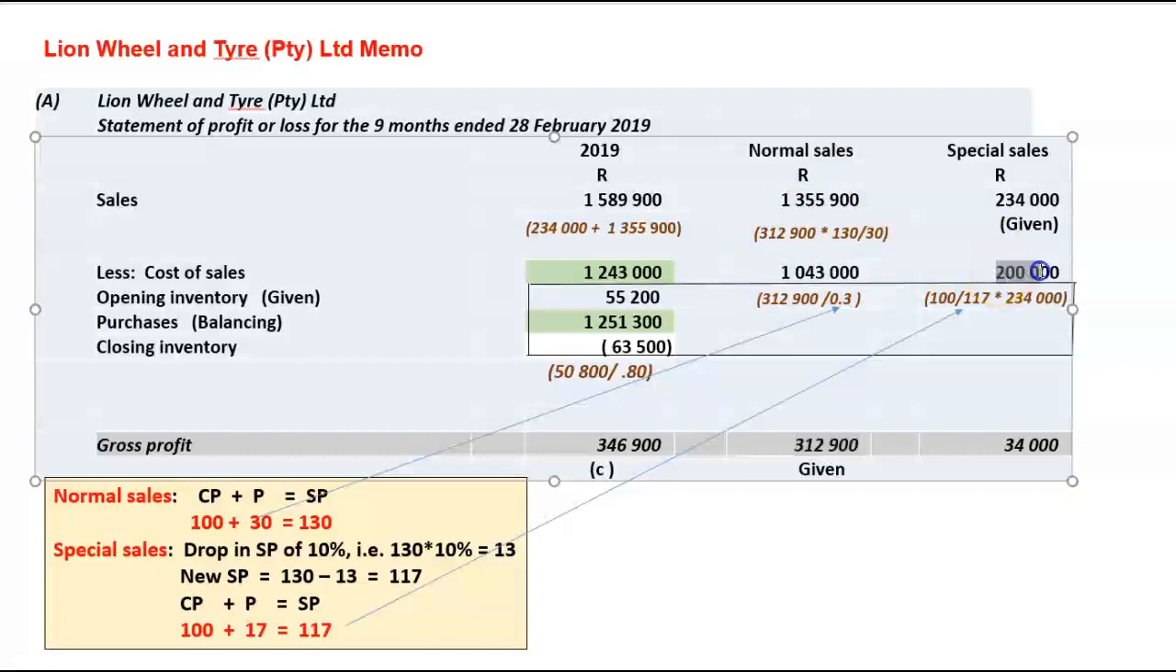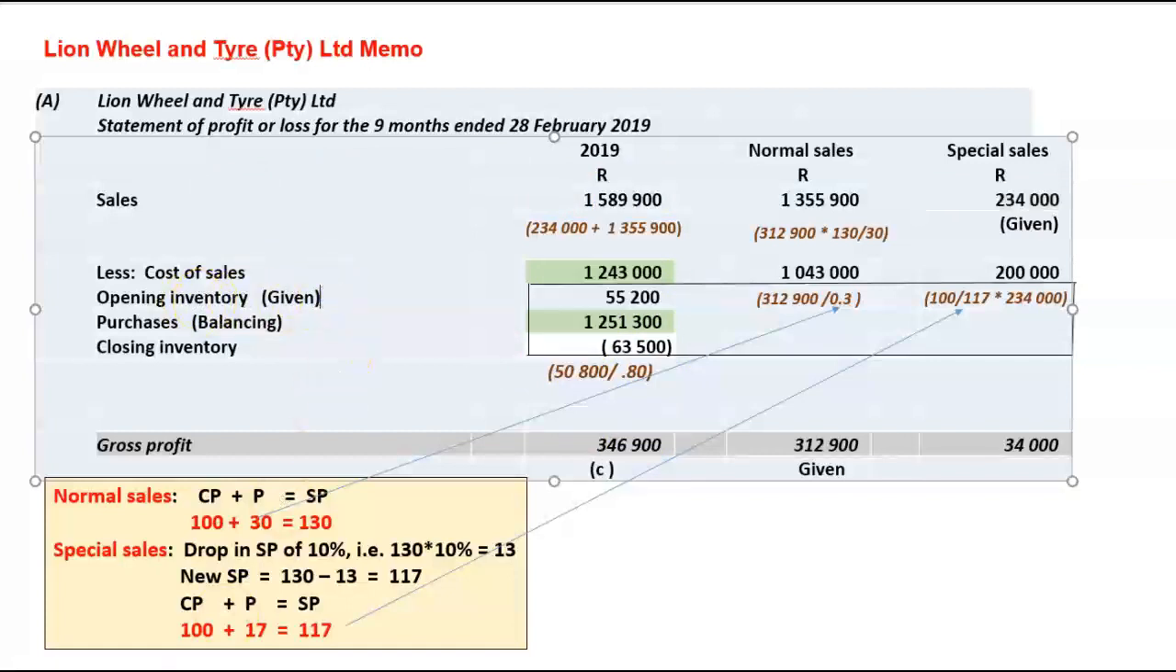Now I have cost of sales for special sales. I have cost of sales for normal sales. So if I add the two of them together, I have total cost of sales. I have the sales figure for special sales. I have the normal sales figure. I've calculated that. So once more, if I add those two together, I get total sales. Sales less cost of sales equals gross profit. Now let's complete this middle picture.